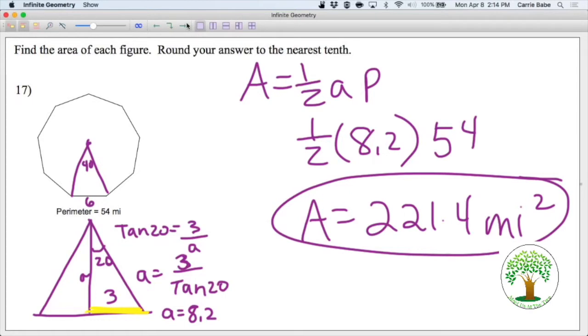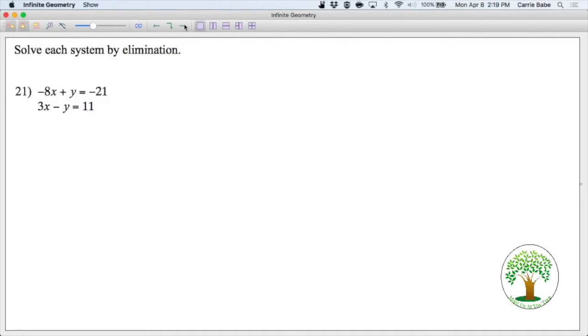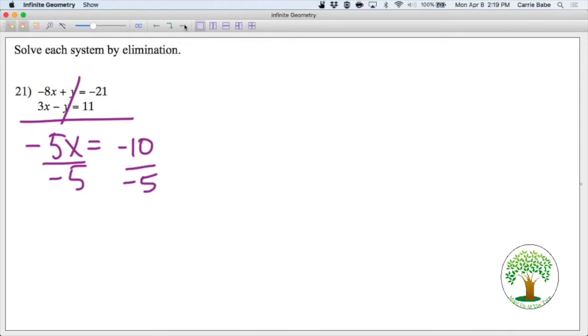Number 21 is similar. This one is review, but we're going to be adding to this. Last week we started these. What are we going to do to this one? Cross out the y's. Negative 8x and 3x turn into negative 5x. The negative 21 and 11 make negative 10. Divide by the negative 5. X equals positive 2. We're done, right? No. We've got to plug back in.